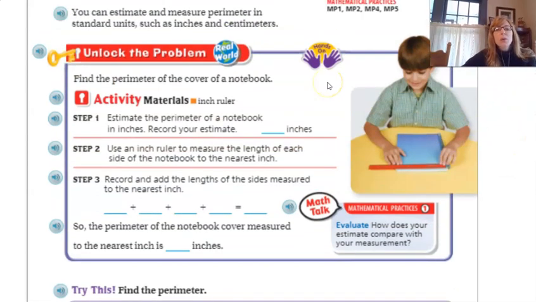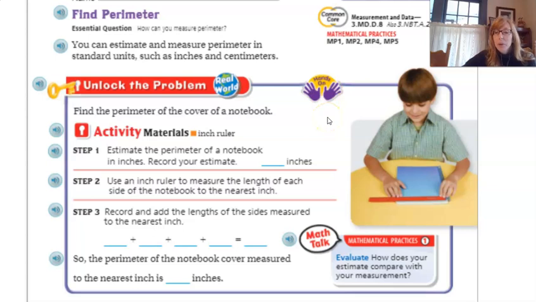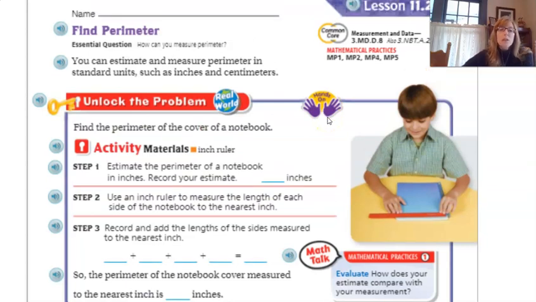We started talking about finding perimeter yesterday in 11.1. So we've talked about estimation, and estimation is a really great educated guess based on math tools. We know that we can measure things using different parts of our body that can help us figure out how big something is without actually using a ruler. You can estimate and measure perimeter in standard units such as inches and centimeters. If we were using a ruler, that would be a standard unit of measurement.